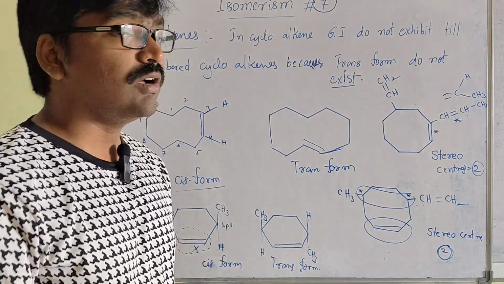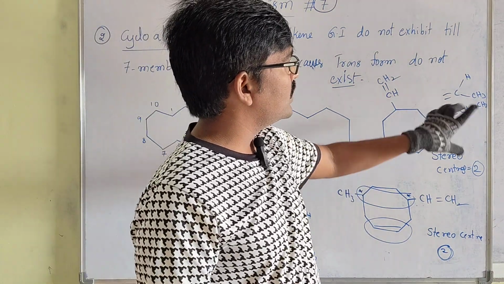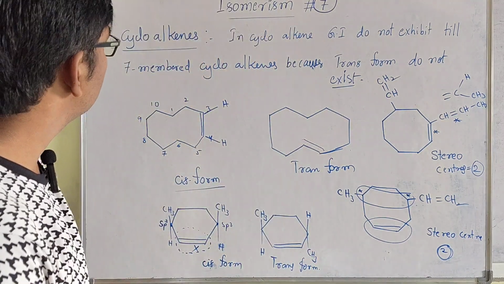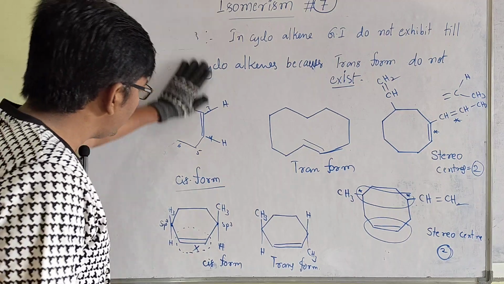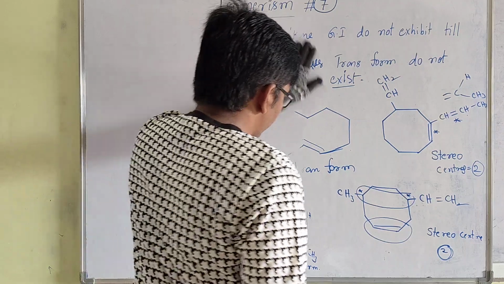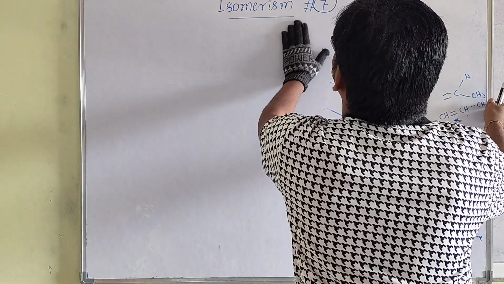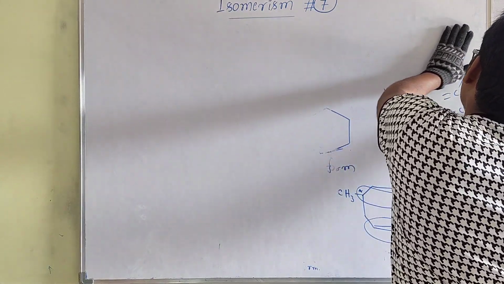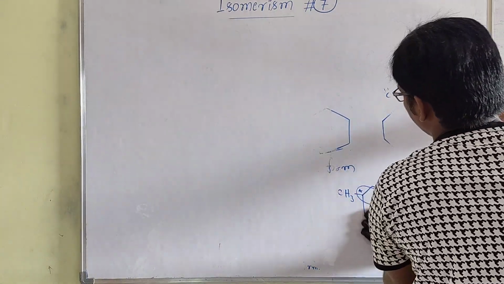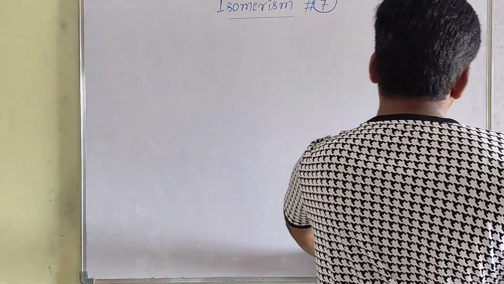Sir, that is another case of how many geometrical isomers exhibit. So you have to remember, here geometrical isomerism is exhibited. This is about the cycloalkenes. So cycloalkenes up to the 7-membered ring do not exhibit geometrical isomerism. After the 7-membered ring, it can exhibit. What is the reason? Sir, up to the 7-membered ring it won't exhibit trans form. Cis form can exist. Clear, my dear students? Right.